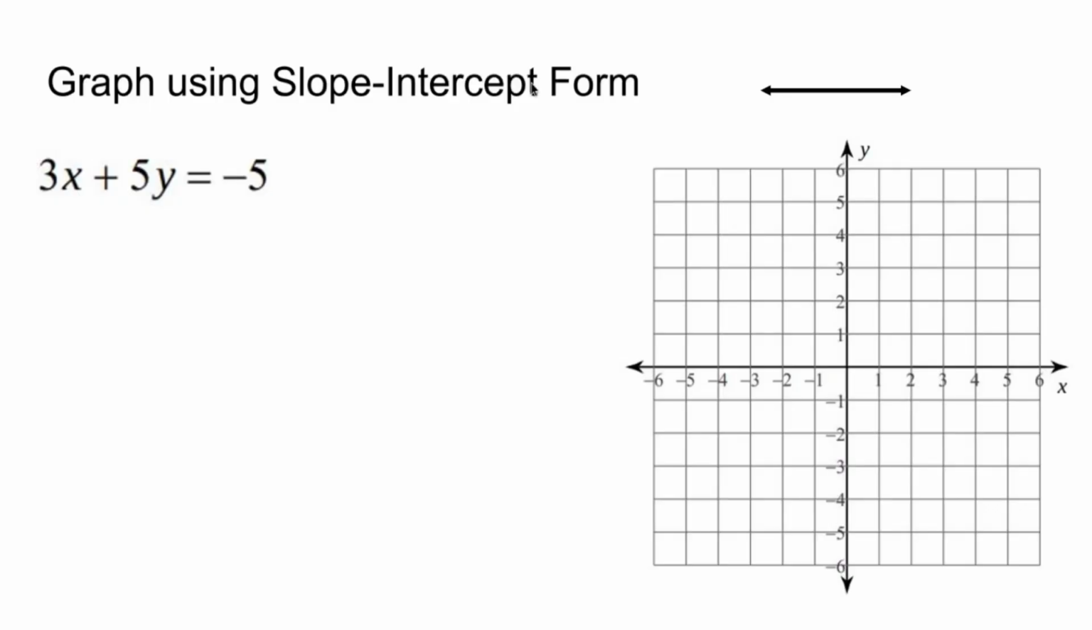Graph using slope-intercept form. Well, here's my issue. This is not in slope-intercept form, not even close. Slope-intercept form is y equals mx plus b. When you have y all by itself, the number attached to x is your slope, and the number floating around is your y-intercept. This will help me graph, but I'm not even close to that.